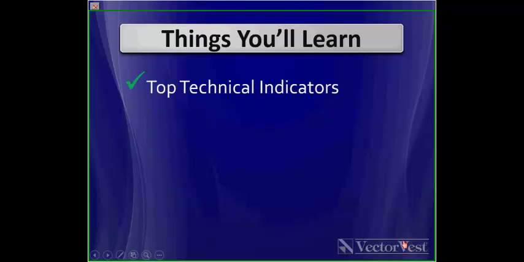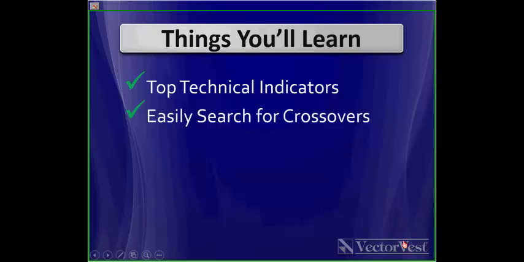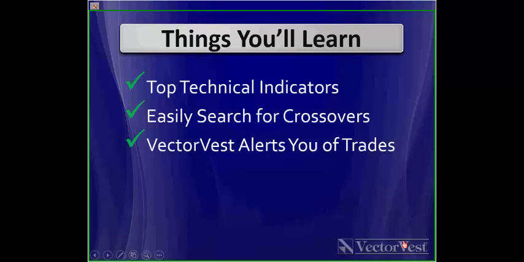Today's webcast, this is our agenda. Number one, the first thing we're going to look at is I'll show you how to use 3 of the top technical indicators. You're going to see what they are and what to look for on a graph. Number 2, I'll show you a way to easily search through stocks and within seconds find stocks meeting those crossovers. And then at the end, I'm going to show you how you can put it all together and how VectorVest can send you alerts of these trading opportunities.